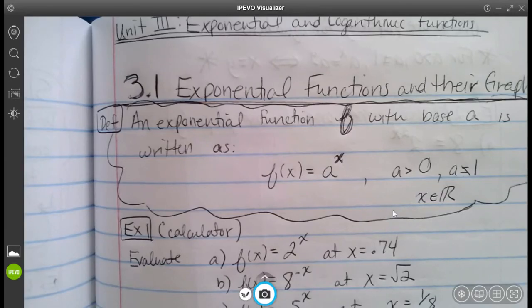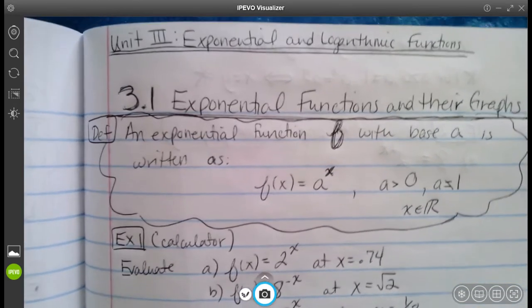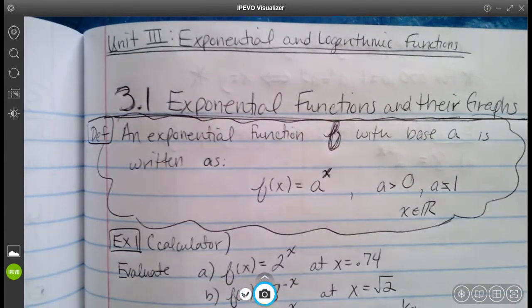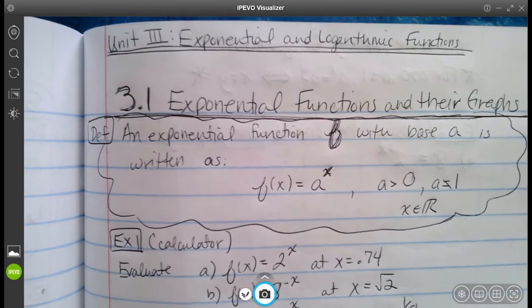Okay, in this video, we're going to go ahead and cover section 3.1, exponential functions and their graphs. This is the first part of unit 3, which deals with exponential and logarithmic functions. These two functions are going to be some of the non-algebraic functions that we see. They're actually called transcendental functions. Just a little bit of background information there.